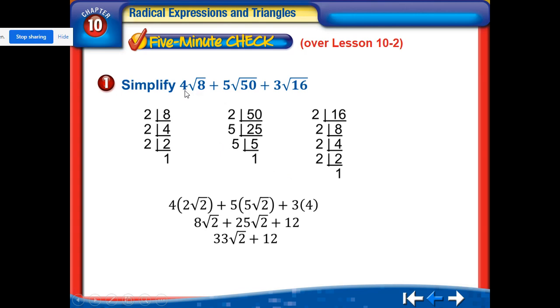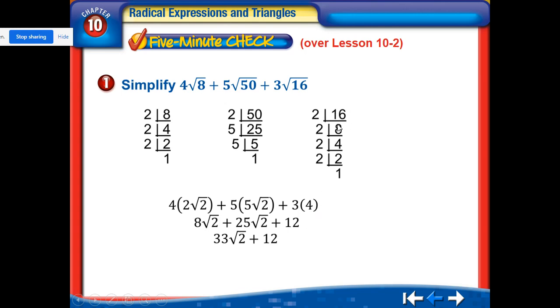And here we have 4 square roots of 8, 5 square roots of 50, and 3 square roots of 16. So the 8 is 2 and a 4 with a 2 and a 2 and a 2 and a 1. So that's 2 square roots of 2 here. Remember the 4 in front. The 50 is a 2, which makes it 25. 5 and 5 and 5 and 1 is 5 root 2 with a 5.